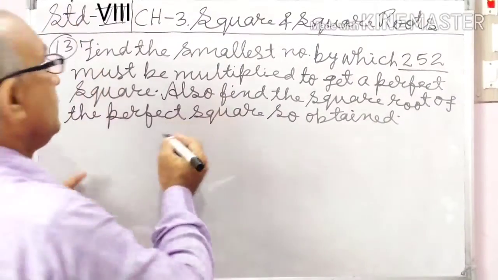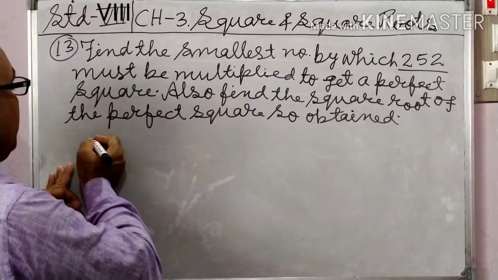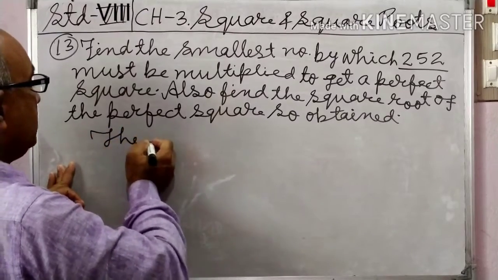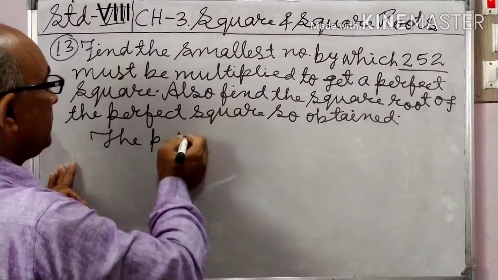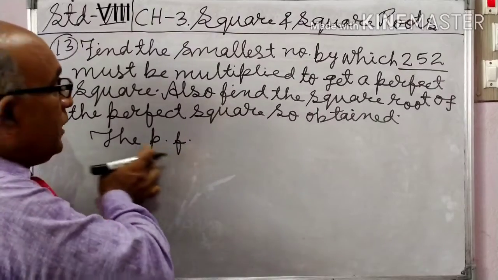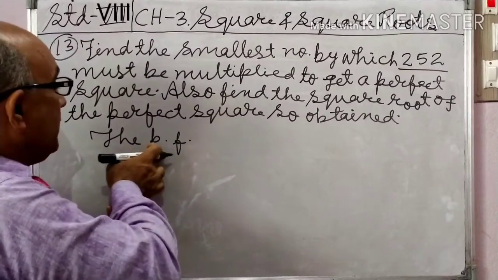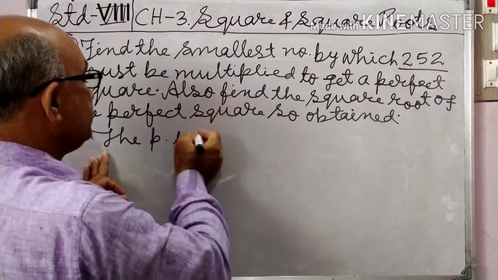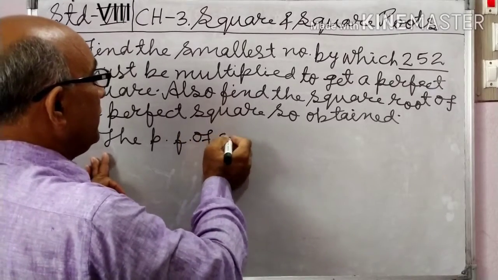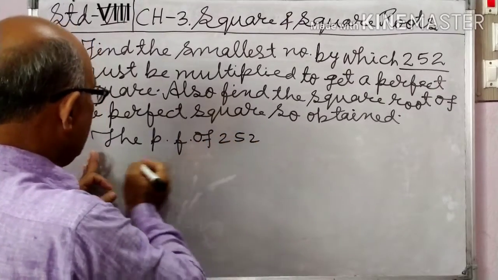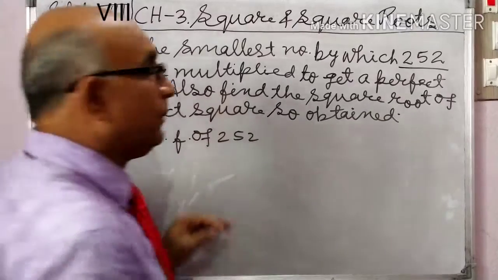Solve this question. The PF of 252. PF is the abbreviation of prime factors. The prime factors of 252.